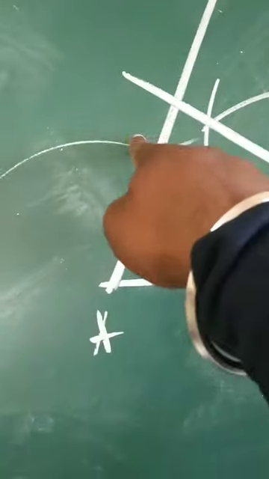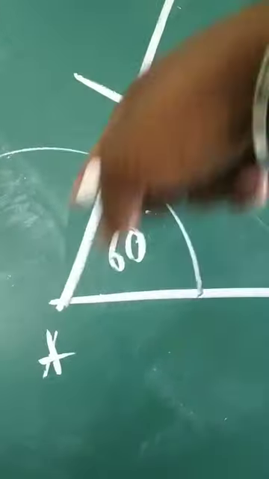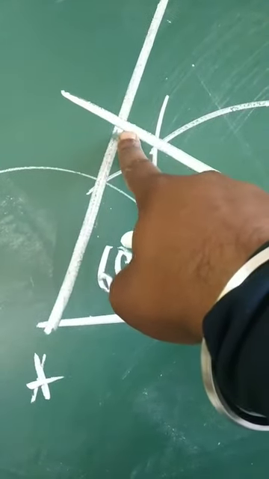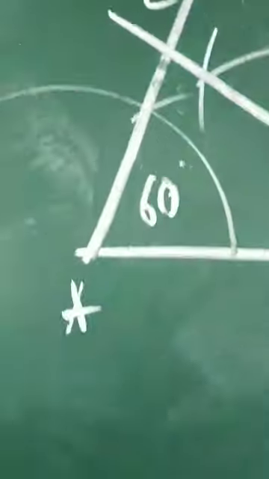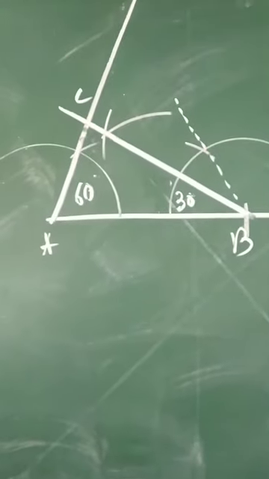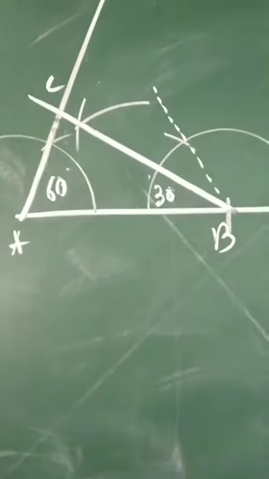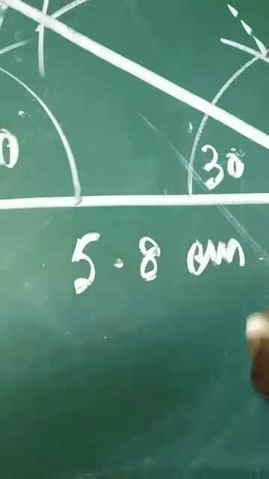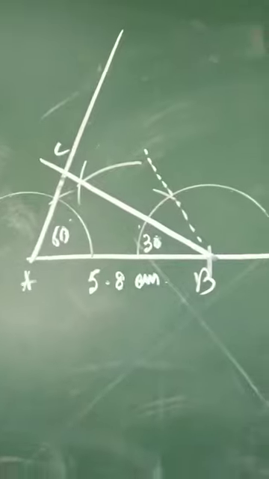And I'll extend it in order to intersect this line segment. The name of the intersecting point of these two line segments is C. Construction of triangle ABC is done. AB was measuring 5.8 centimeter. I believe it's clear to everyone.